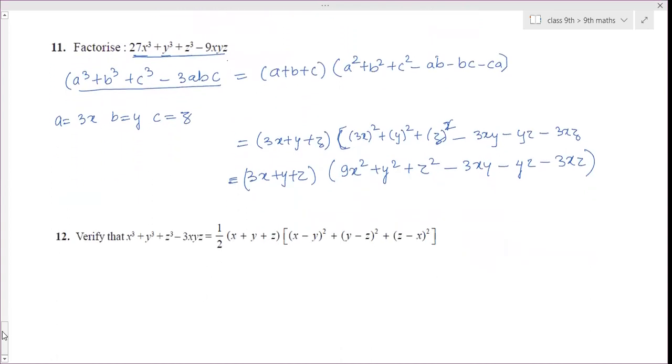So you have to verify. That means again from RHS you have to solve to get the LHS part. So it is starting from RHS: 1 by 2 into x plus y plus z, x minus y whole square plus y minus z whole square plus z minus x whole square.